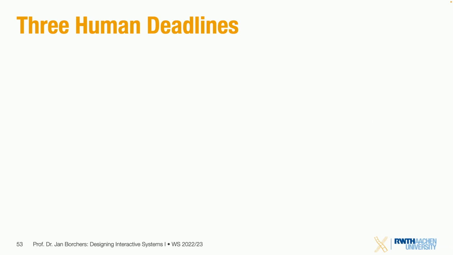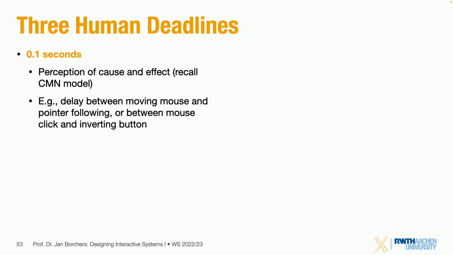So what we're going to do is take our 100 milliseconds from Bloch's law, and extend that by 2 additional deadlines. And very conveniently, each of these deadlines is 10 times as long as the one before. So the first deadline is the 100 milliseconds, or 0.1 seconds. That's the same, obviously. This is the perception of cause and effect, as we know from the CMN model and Bloch's law. So the delay between me moving my mouse and the pointer following behind, or between a mouse click and inverting the button.